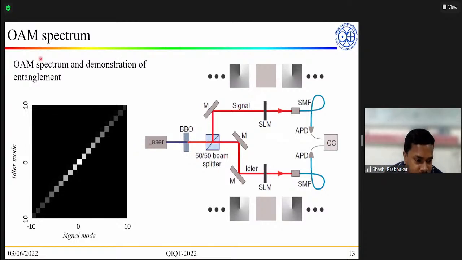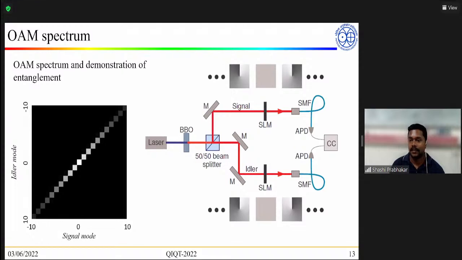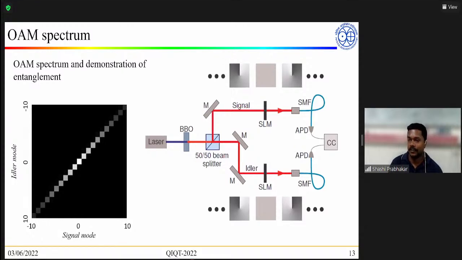There is another question in the chat. Does free space mean vacuum? No, free space is not vacuum. You can say it's the lab environment where you do not see any atmospheric effect. It's an ideal condition: no airflow, no turbulence, not many people walking around.